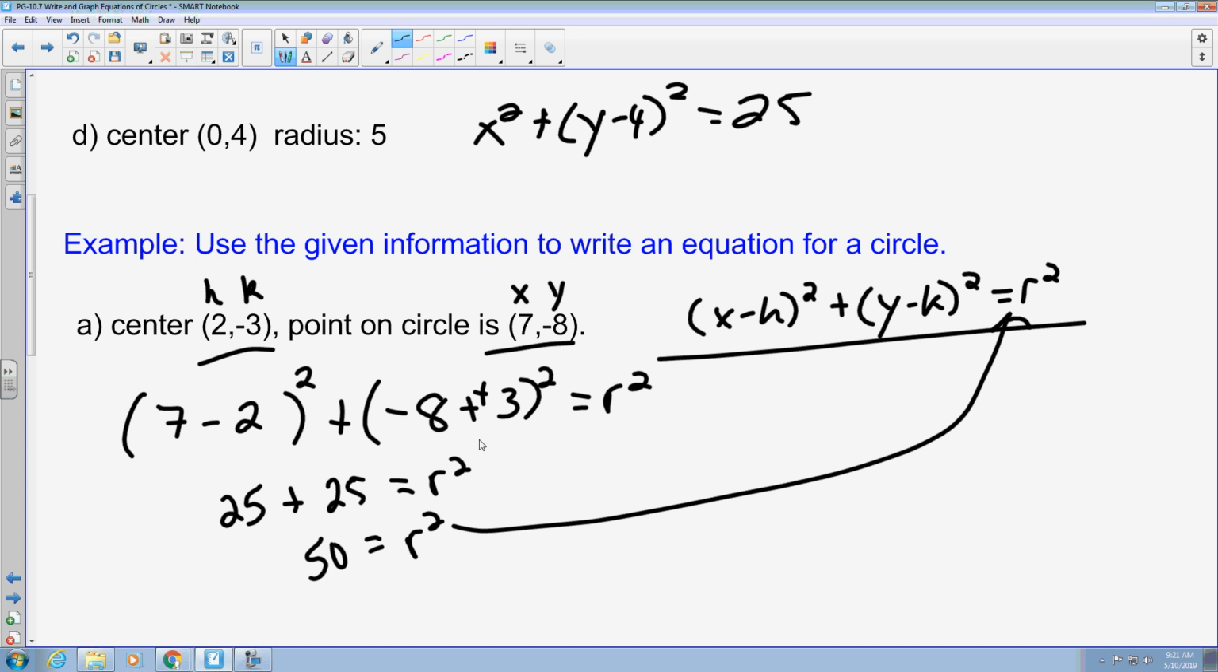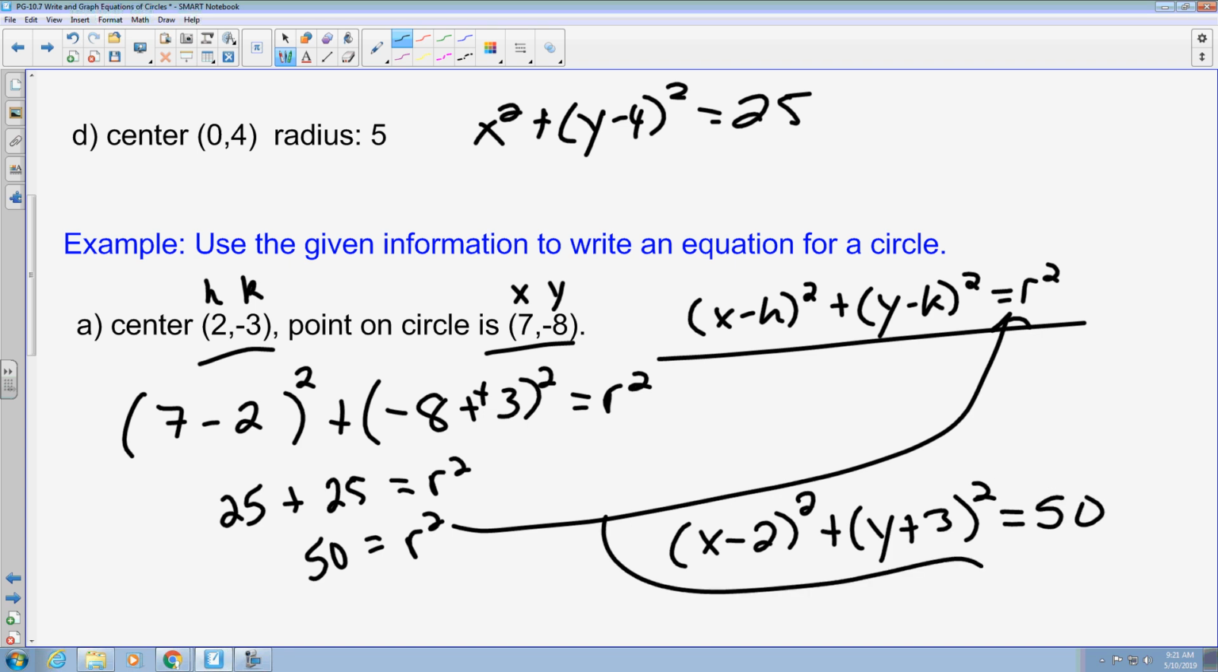So the equation for this is now going to be x using minus 2, because that was the value of h, squared, plus y plus, not 8, it's going to be 3, y plus 3 quantity squared is equal to 50. So this is the general equation for this information, because if we were to plug 7 and negative 8 in, we'd get 50. Okay.